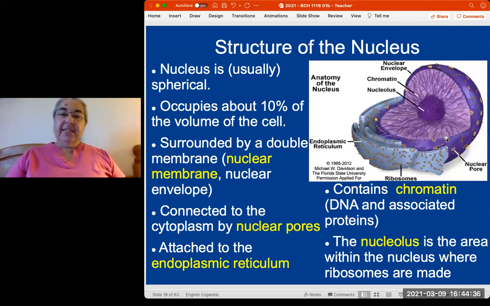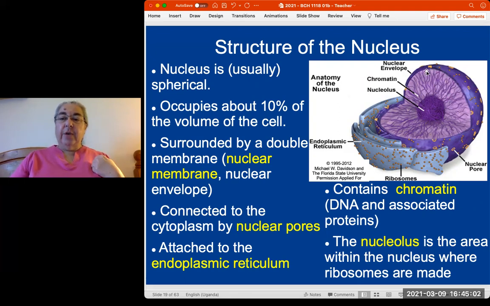So the nucleus is usually approximately spherical, although some types of cell have nuclei that are different shapes. It takes up approximately 10% of the volume of the cell. Remember that there are so many different sizes and shapes and types of cell, but I'm speaking very generally here.